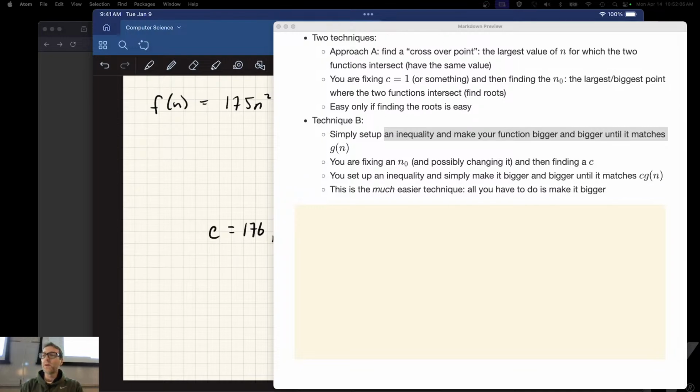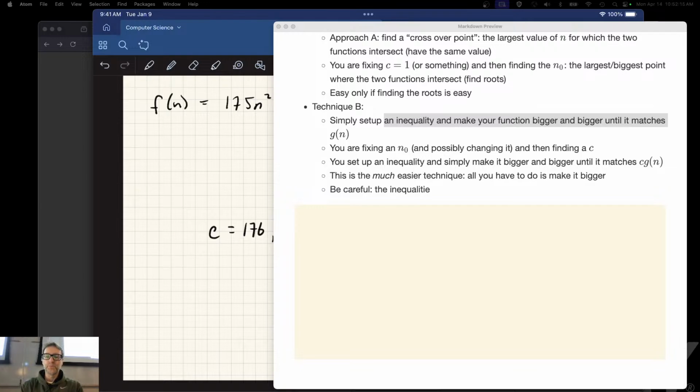All you have to do is make it bigger. You know how to make things bigger. Be careful though. Be careful. The inequalities must hold for all specific n's values, right? In other words, if it doesn't hold for negative values, fine. But if it doesn't hold for 0, all right, go over to 1. Now does it hold? It doesn't hold there either. All right, go over to 2. All right, that works just as well. We'll see an example of that later on here.